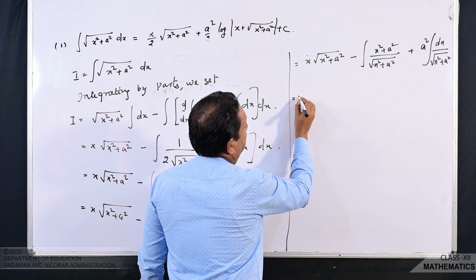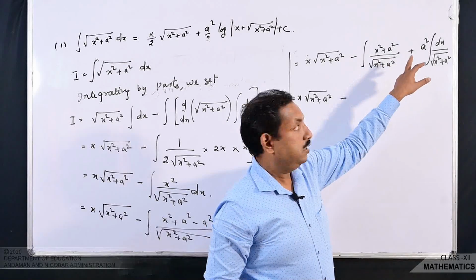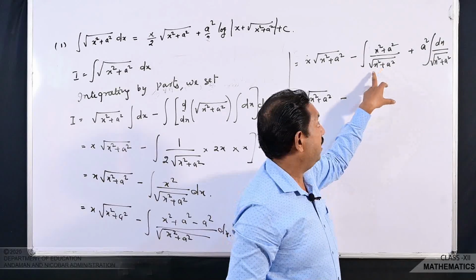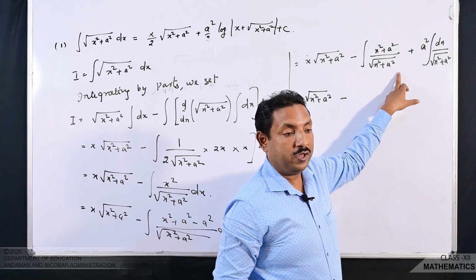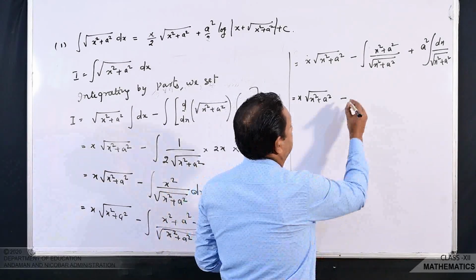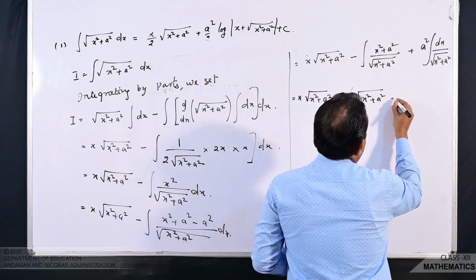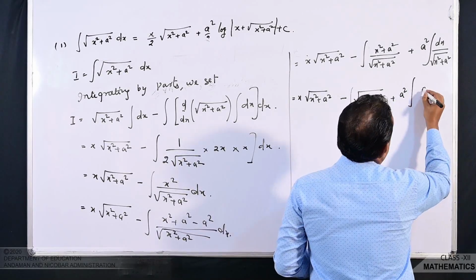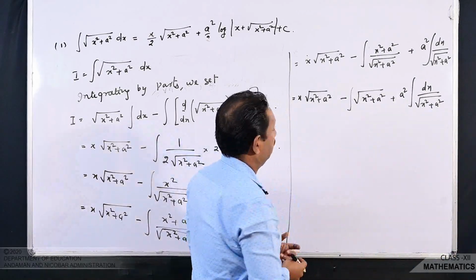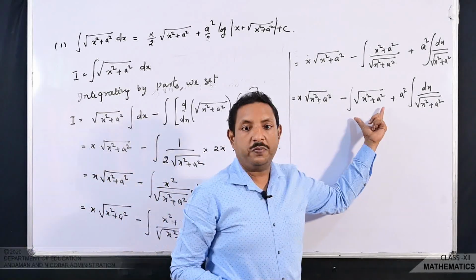So, ultimately x under root of x square plus a square minus, see look here, x square plus a square in the numerator, and in the denominator within the root we have root under x square plus a square. That means same thing in the numerator as well as in the denominator. So, if we divide it, you must get integration of root under x square plus a square, and here that is a square, that is integration of dx upon root under x square plus a square. Now, look here, this is exactly the same thing as I only. That means this can be replaced by I.